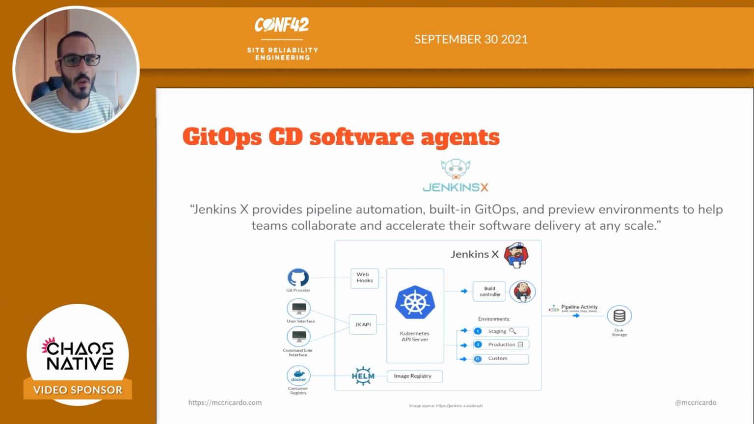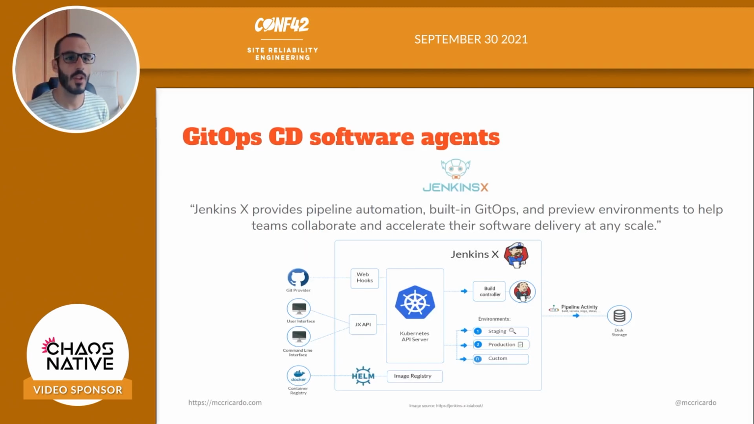And last but not least, we have Jenkins. Jenkins has had a bad rep for several years, and Jenkins X is the next evolution of Jenkins, which was built with cloud in mind and with a GitOps approach. It's essentially a pipeline automation built on top of GitOps, with preview environments to help teams collaborate and accelerate their software delivery at any scale. Again, on a very high level, it works very similarly to the other two tools that we've just seen. It knows how to look at a Git repository, knows how to interpret those changes, and then knows how to apply those changes to a Kubernetes cluster.